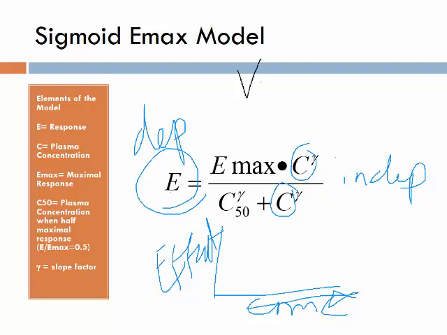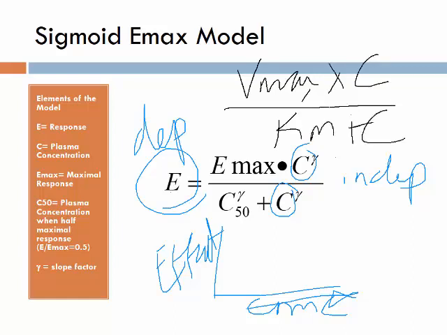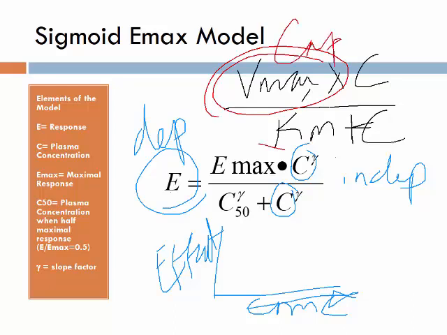Let me just give you a clue. Vmax times concentration all over Km plus concentration. So this is the exact same format as the Michaelis-Menten. I told you, if you know one concept, we keep repeating the same concepts, don't we? So our Vmax, or our capacity of the system, is going to be analogous here to Emax.